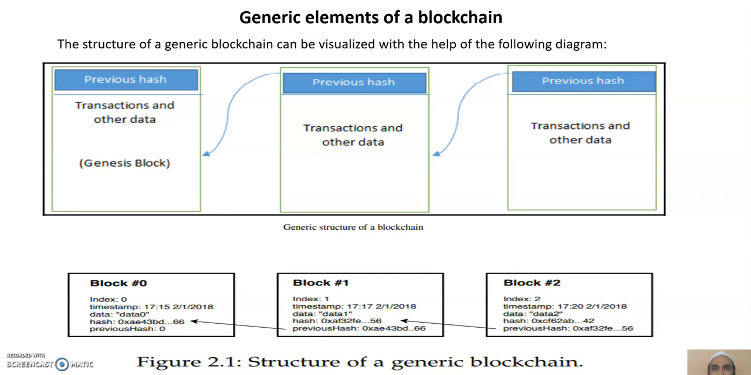The structure of a generic blockchain can be visualized with the help of the following block diagram. We will see the different blocks and how they are connected. As we all know, the first block, the mother block, is called the genesis block. After that, there are n number of blocks, and they are connected. This is given in your textbook, and when I referred to some other books, we got a clearer picture of the blocks. This is block 0, this is block 1, this is block 2.